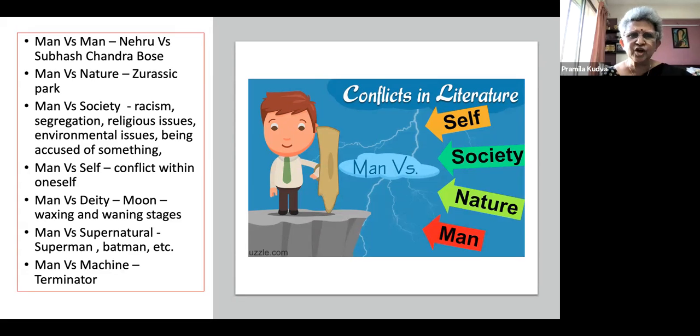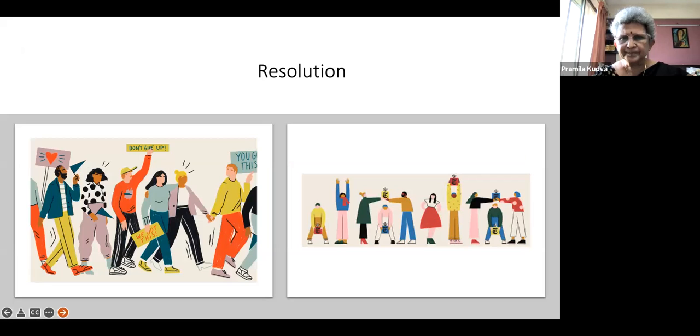So which are the various conflicts? Man versus nature, man versus society. Try and remember it in an incremental order: man, nature, society, self, deity, supernatural, and machine. Okay? Then the resolution, the final. Now, I'll stop the share.